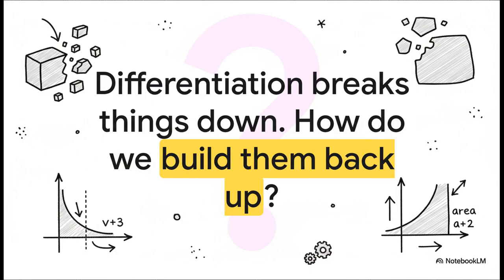Okay, so this all leads to a pretty natural question, right? We've just used this tool to break motion down into smaller and smaller pieces. But what if we want to do the opposite? What if we have the velocity and want to figure out the total distance we traveled? How do we build the story back up?